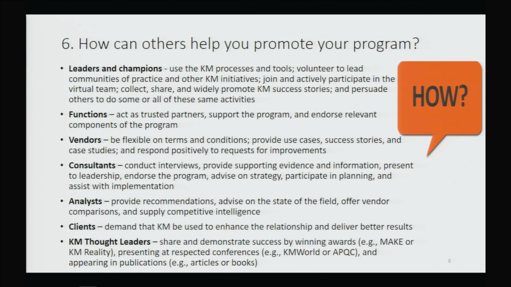Vendors can be really helpful to you. If you're using a vendor to supply you a tool, they can provide you with use cases and success stories from their larger set of customers that you can use to sell within your company. They also can be helpful in terms of the terms and conditions, adding on functionality that you require, and if you need favorable terms in what you're paying for the service. So you want to make sure that you court them and view them as key allies as well.